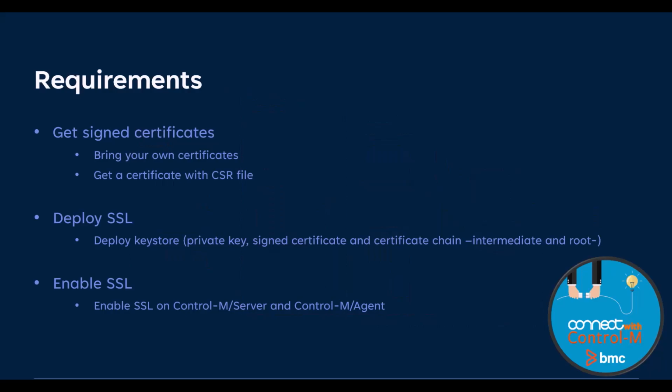BMC recommends that you bring your own certificate. You can get a certificate signing request, use the certificate signing request file to obtain the certificate file and the certificate chain with a .pem extension from a recognized certified authority. You can then deploy the key store with a private key, the signed certificates, and the certificate chain, which means the root and intermediate certificates. We assume that customers have the private key and the signed certificate, root, and intermediate certificate issued by your certified authority.